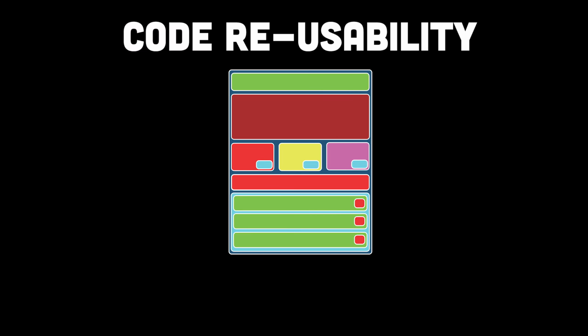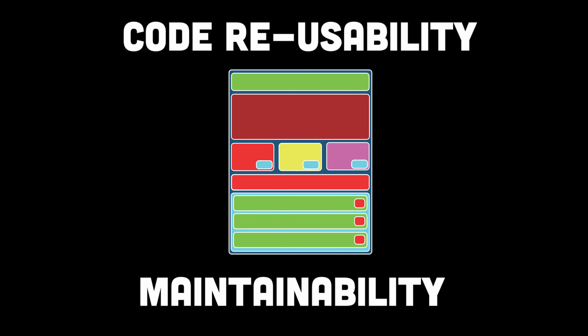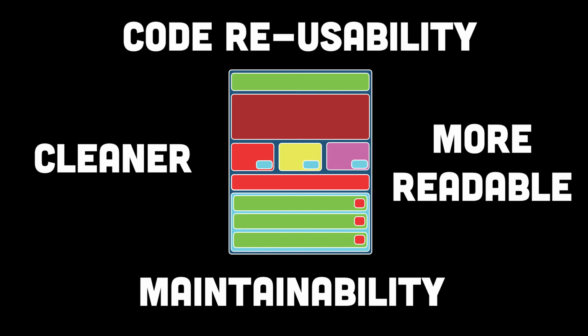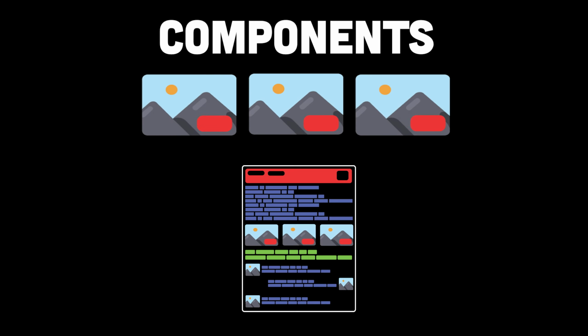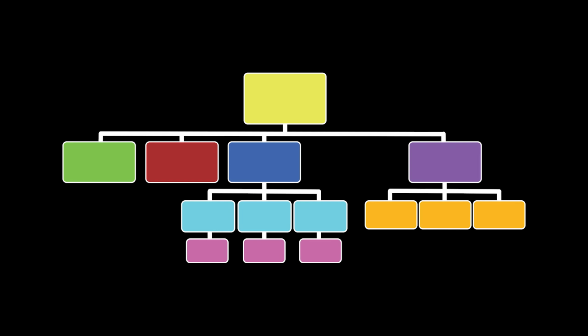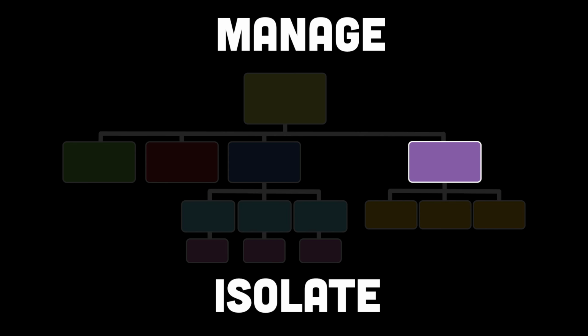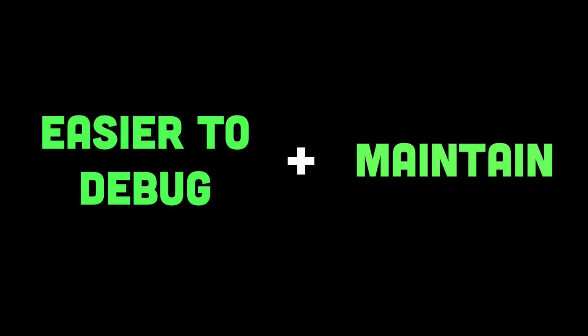The component-based architecture of React promotes code reusability and maintainability, leading to a cleaner, more readable code. Moreover, components in React can contain other components, allowing for complex applications to be built out of simple building blocks. This hierarchy of components also makes it easier to manage and isolate code, as each component is responsible for its own functionality, which results in applications that are easier to debug and maintain.